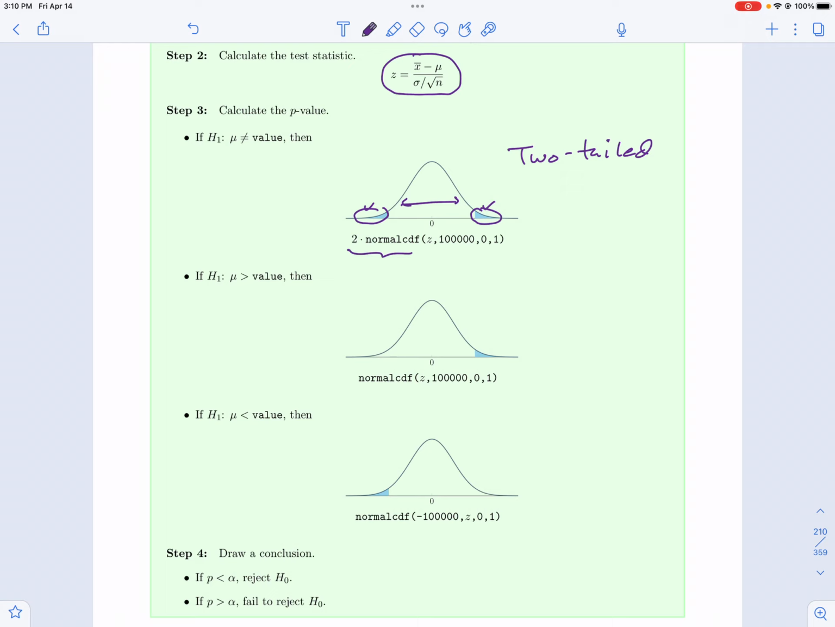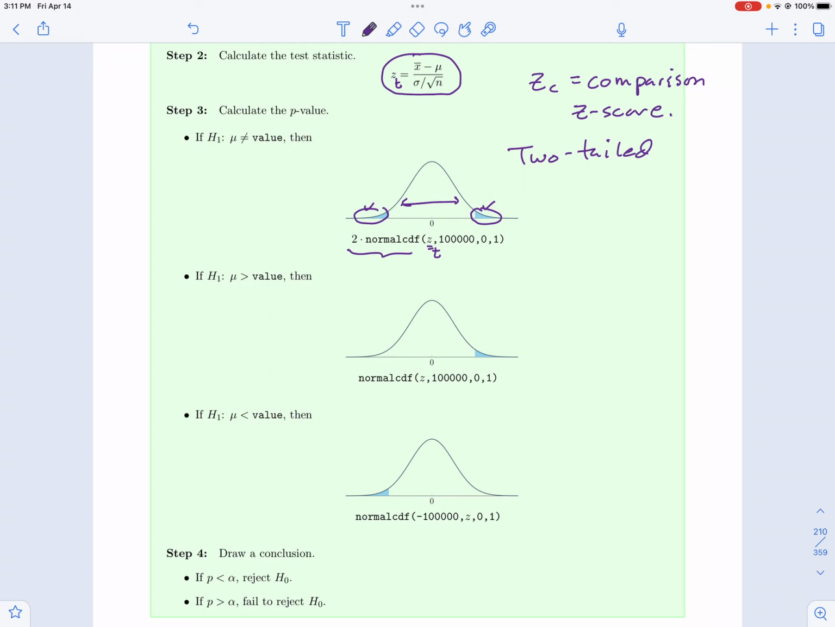Notice that's why we end up doing 2 times the normal CDF. And then the z-score is going to be our z-score from above. Sometimes I like to call this z sub t, since this is going to be our test statistic. Later on we're going to talk about a zc, which I call the comparison z-score. So I use two different z-scores when I'm doing these, and I'll talk about both of them when we get there.